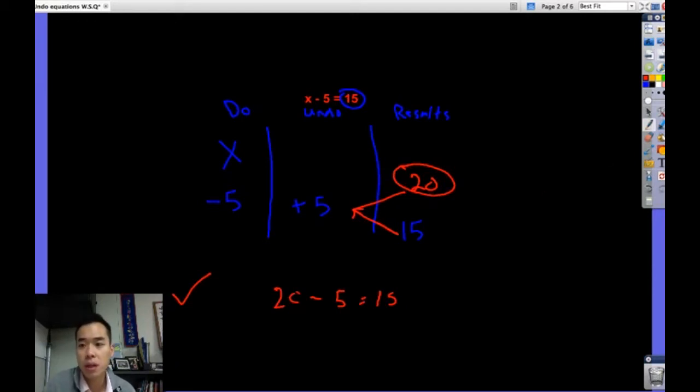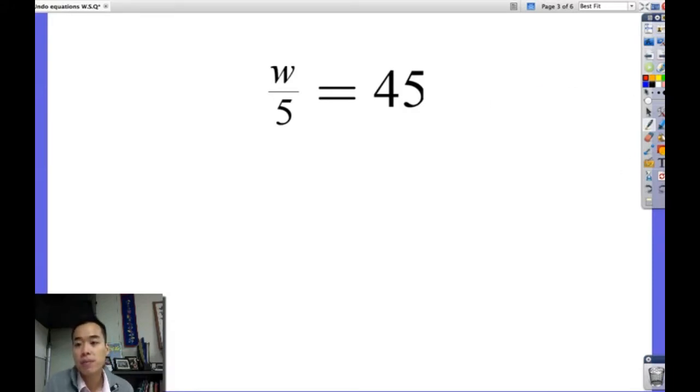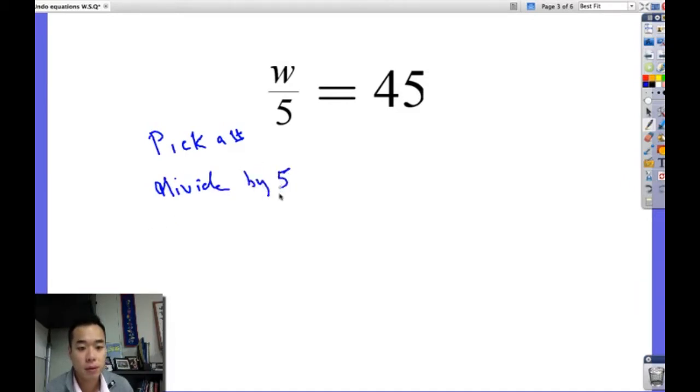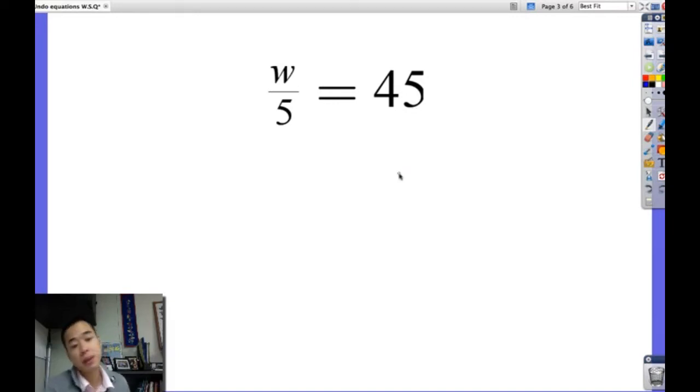So let's step up a notch and do a different problem. If I were to describe this number trick to you, it's: pick a number, divide it by 5, and you get 45. So quickly you can tell there's only one step to this. If I were going to build a do-undo table, here's my do, here's my undo, and here's my results.